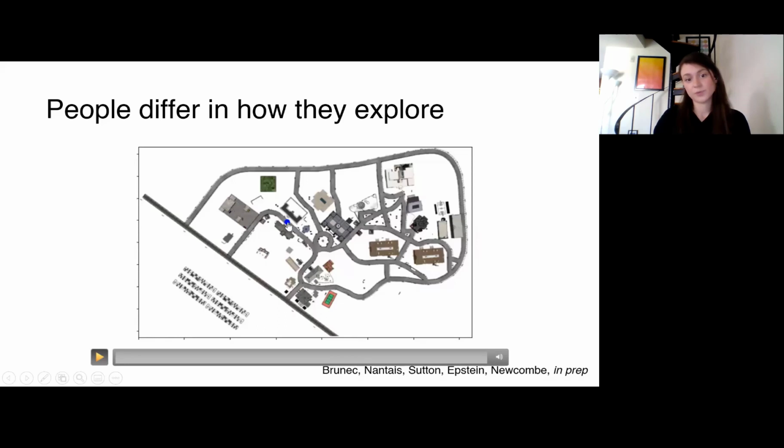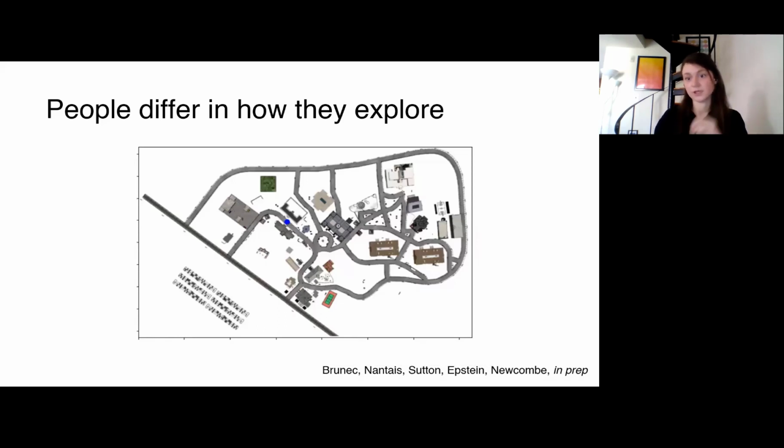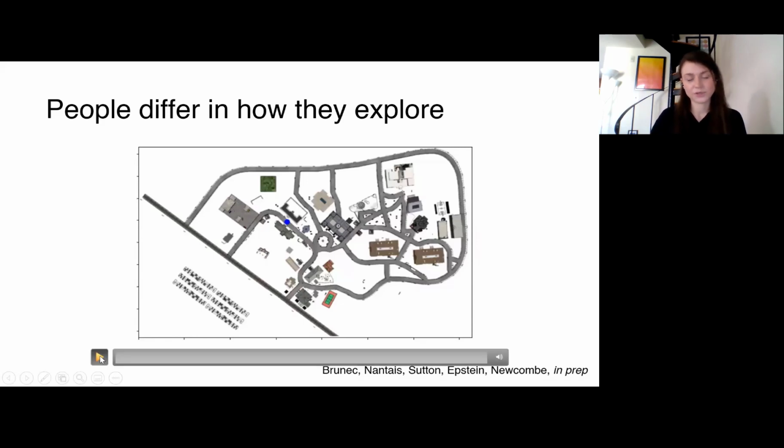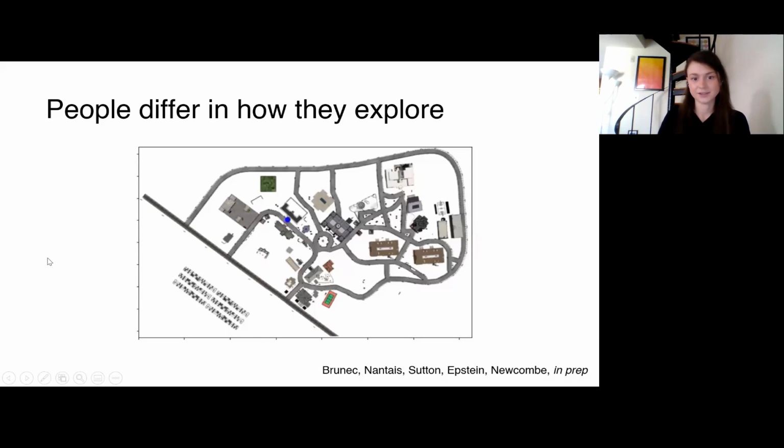So the blue dot will be the current location of the participant, and their trajectory will be shown in red as they start moving around. And I hope that the video won't be too glitchy, taking into account Zoom.